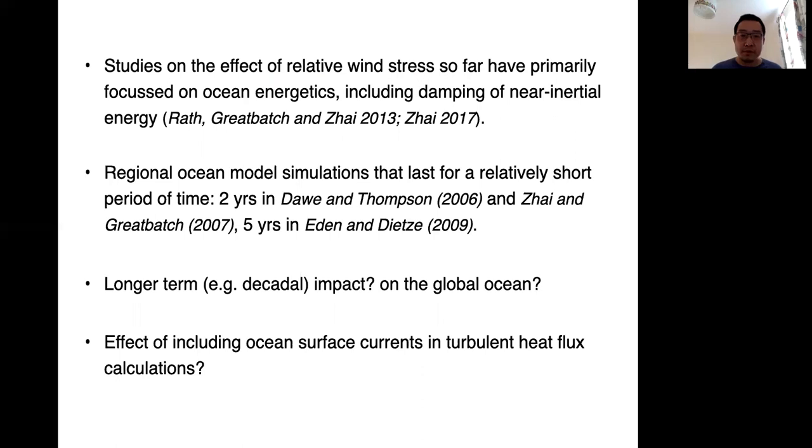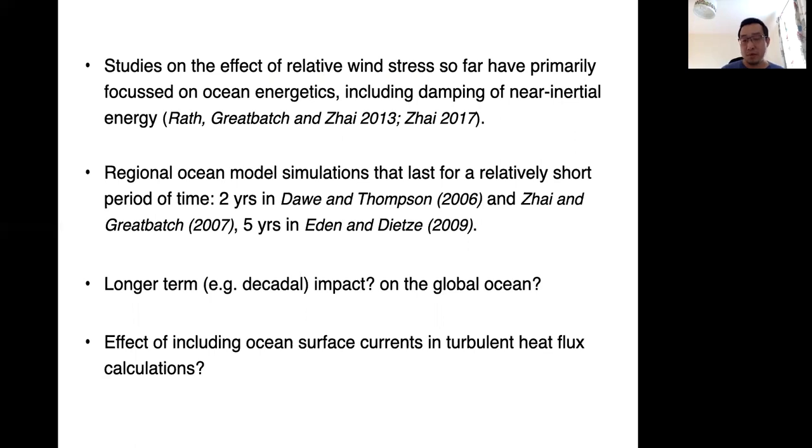However, the previous studies are typically regional ocean model simulations that last only a short period of time. For example, in David and Thompson, and also my own paper with Richard, we ran the model for 2 years, and then we looked at eddy energy difference in the second year. And in Costin's work, it's a bit longer, but still not very long. So there's a question: what's the longer term impact of relative wind stress on ocean circulation on the global scale, for example, on decadal time scales?